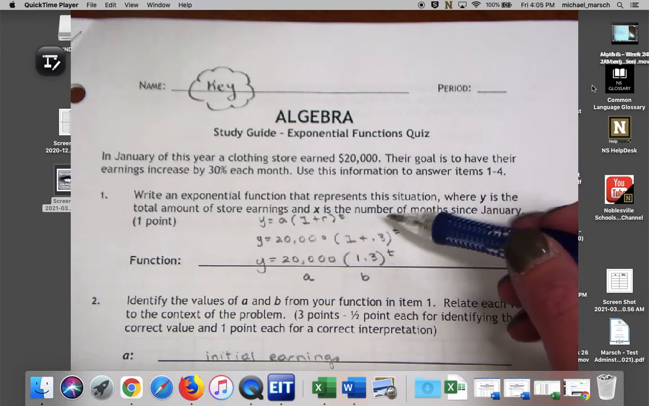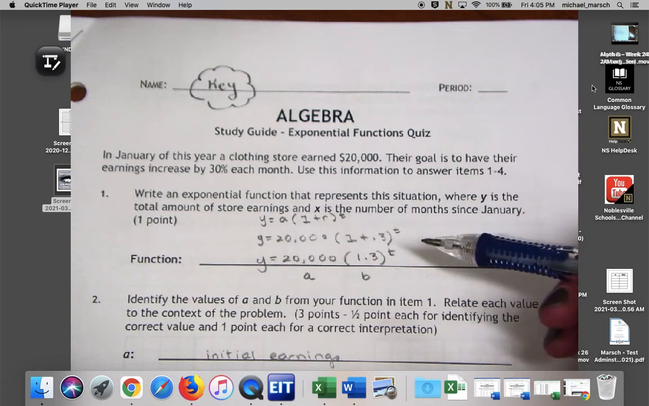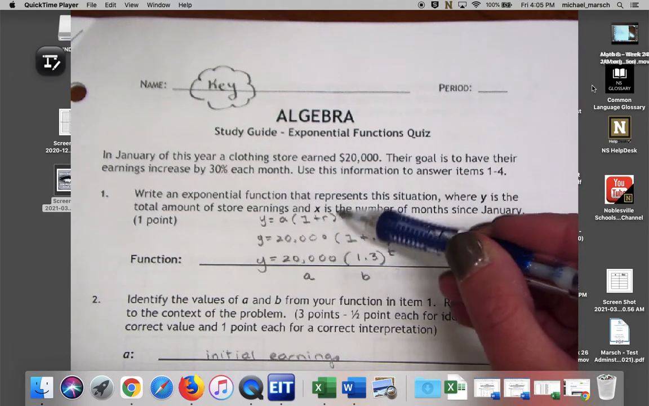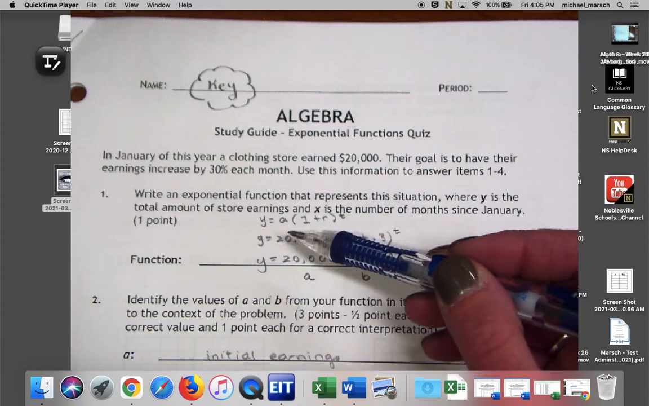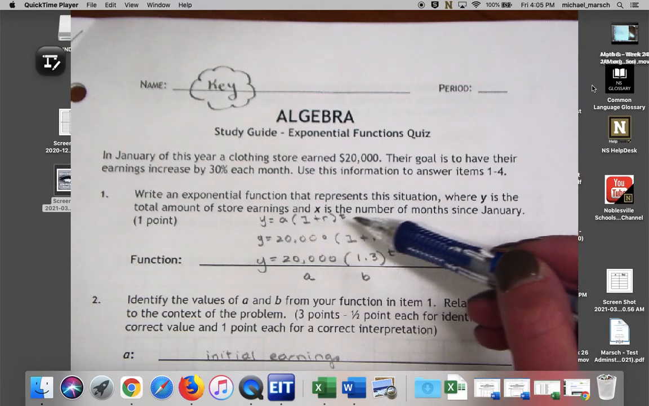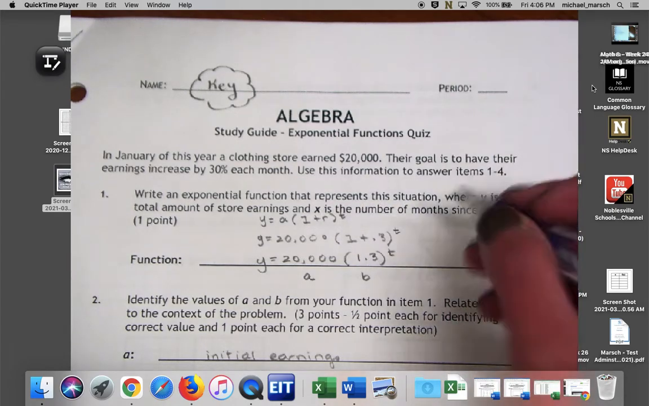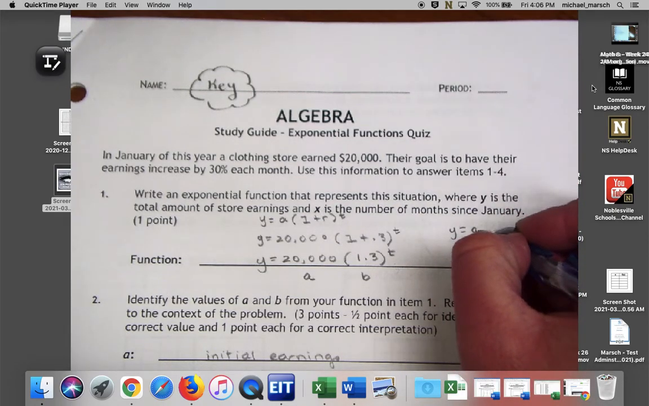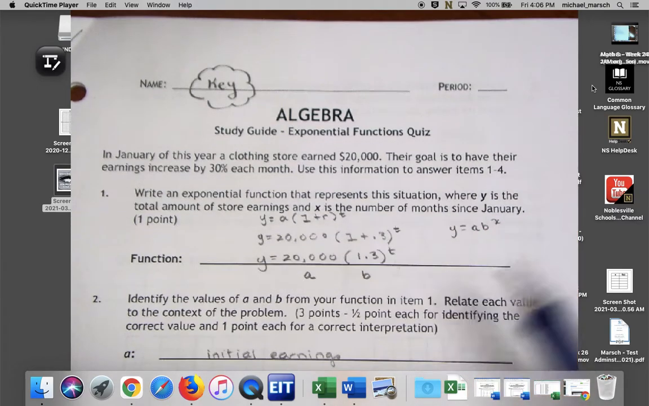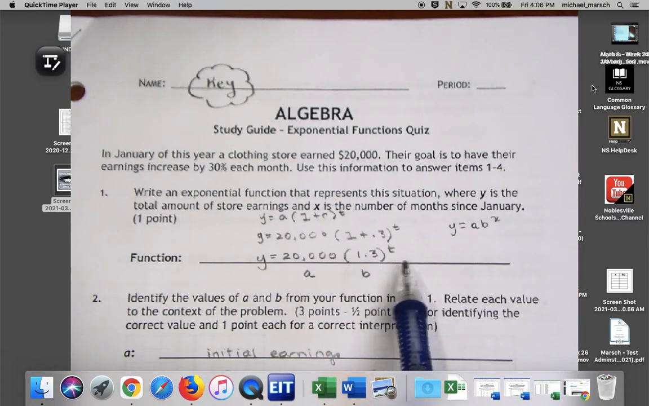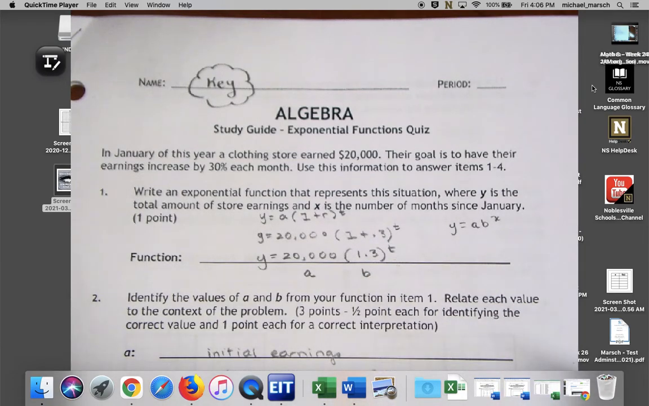So what we did, this is a growth, right, because it's increasing. So we used the formula y equals a times the quantity 1 plus r raised to the t. T is the same thing as the x, right? Because we also talked about y equals ab^x, and we know that a is our initial amount, b is our growth or decay, and then the x is the same location as where the t would be. So in this scenario, x is the same as t, t is the same as x, just like f of x is the same as y.